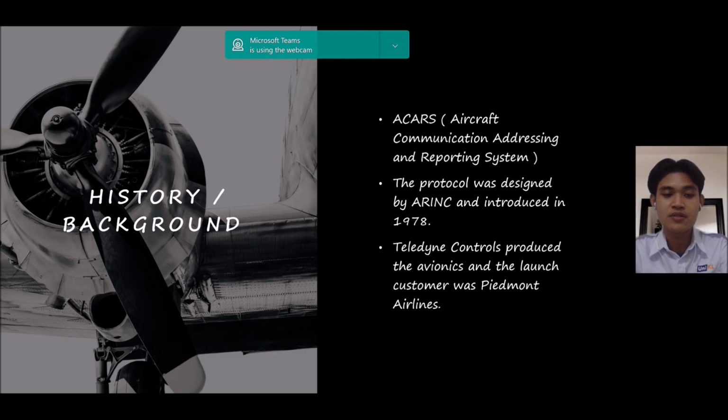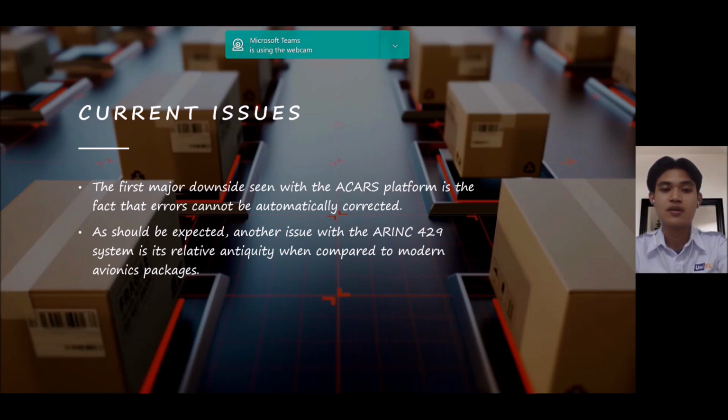Teledyne controls produced the avionics, and the launch customer was Vietnam Airlines. The original expansion of the abbreviation was ARINC Communication Addressing and Reporting System. So the next slide is about the current issues.